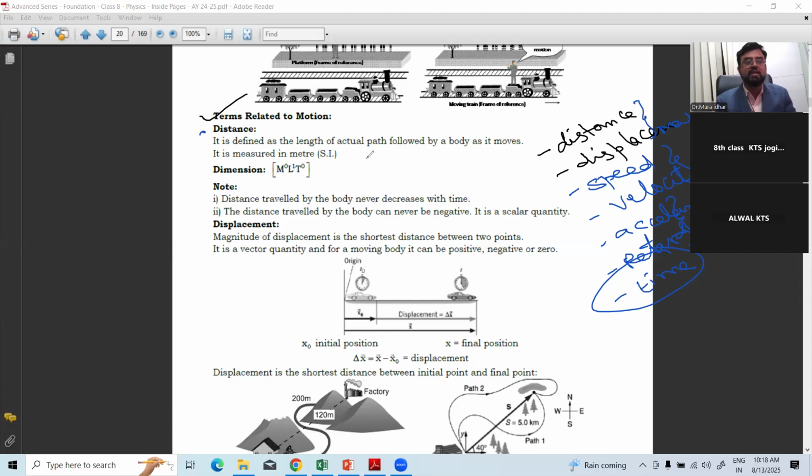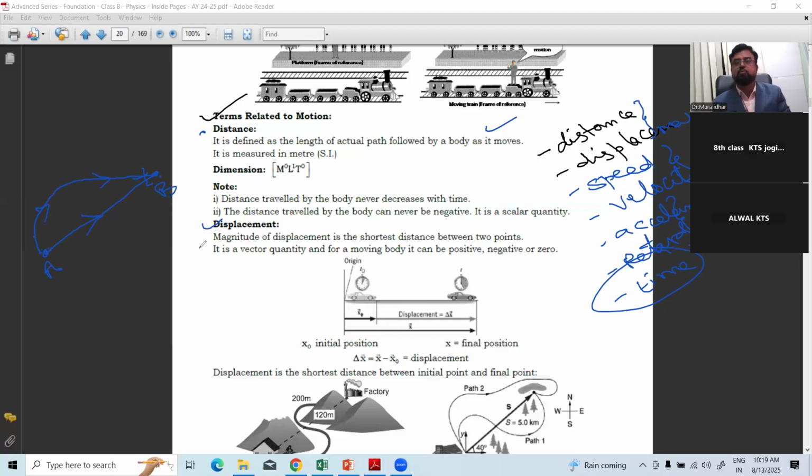So it is defined as the length of the actual path followed by a body. Suppose a body wants to go from A to B. It moves like this and goes to B. So this total path is called distance, the total actual path followed by a body. Here the path is like this, so this is called distance. But the shortest path is called displacement.